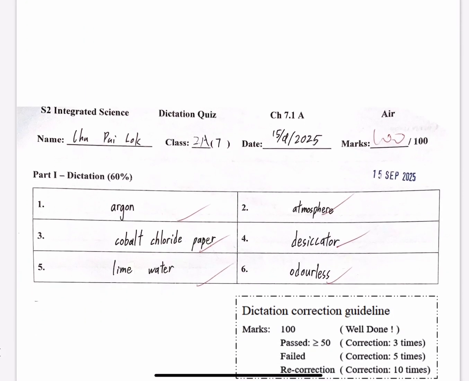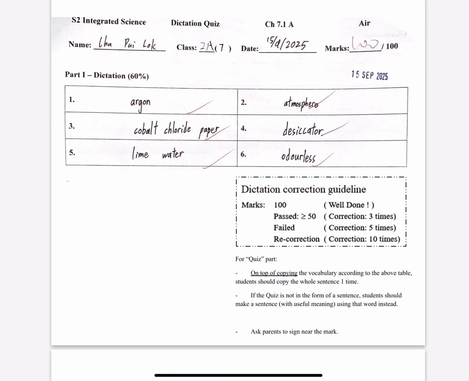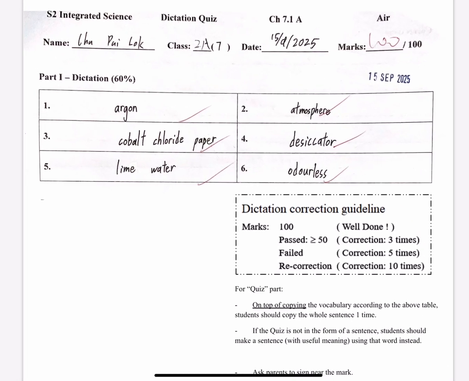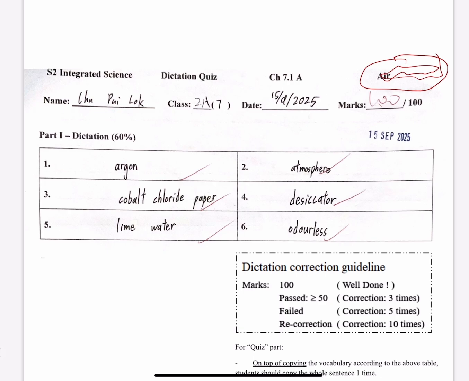So let me take an example. So here, let's say I got 100 marks. Then I just bring it home and let my parents sign it near the mark. Let's say here, okay? And then that will be fine. You just bring it to school and hand in.